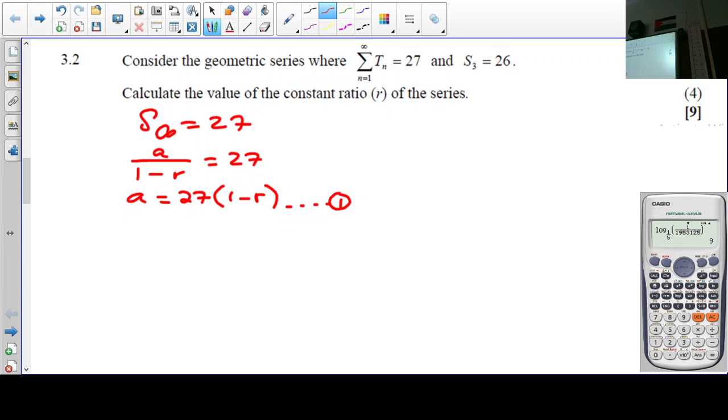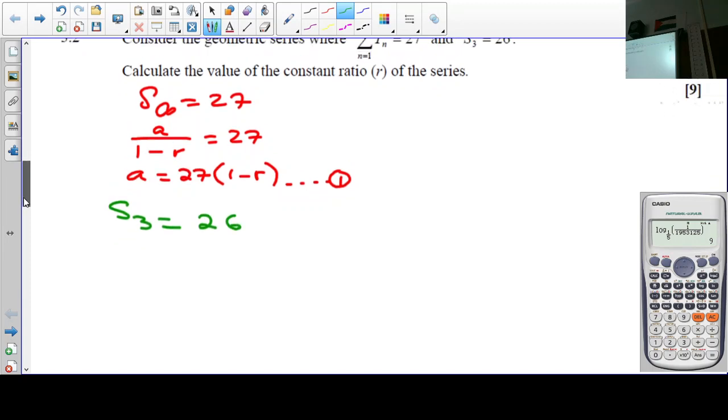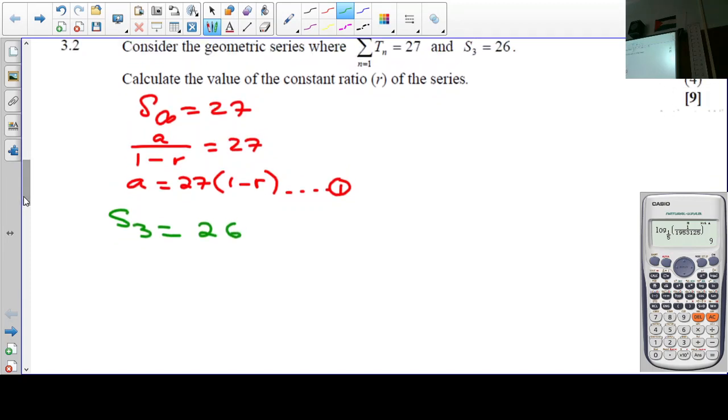Let's look at equation 2. S3, let me use the other color. S3 is equal to 26. So what is the sum of n terms for a geometric series? A into R to the n minus 1 over R minus 1, and what is your n value here? 3. So it's A into R to the 3 minus 1 over R minus 1 is equal to 26.